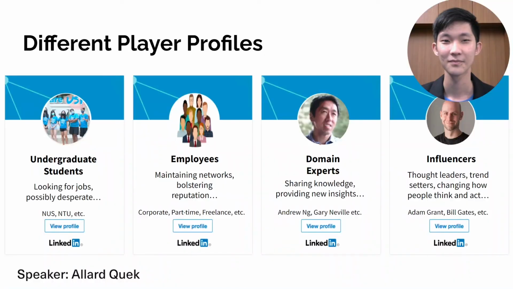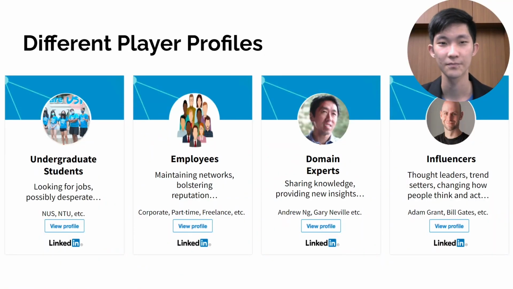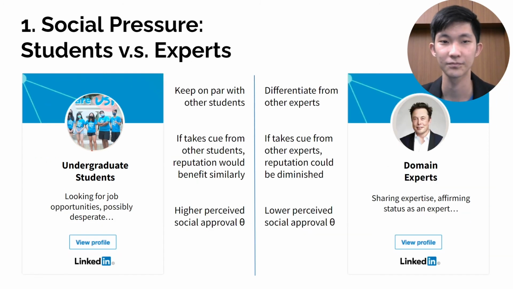Thanks, Aloysius. Our discussion so far has been based on the assumption that we are looking at generic LinkedIn users. However, in reality, LinkedIn users come from all walks of life and could have very different types of profiles. LinkedIn users could be undergraduates, employees, domain experts, or influencers. Of course, this is a non-exhaustive list, but we chose these profiles to focus our analysis on because they are the more common types one would typically see on LinkedIn. Now we're going to see how these player profiles might behave differently under different circumstances using a few of the concepts we have seen so far.